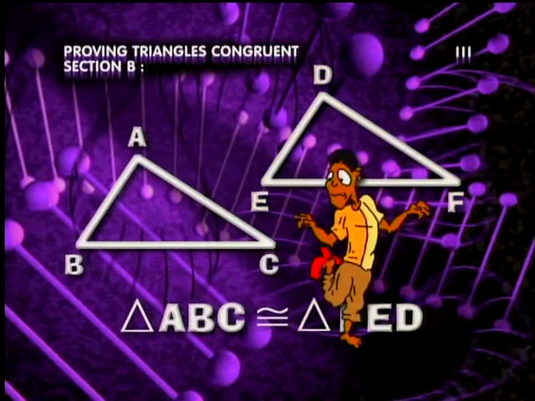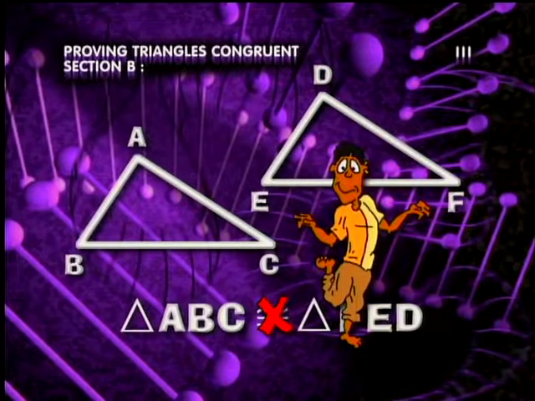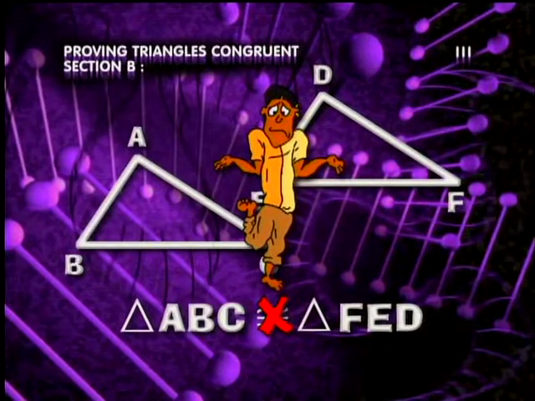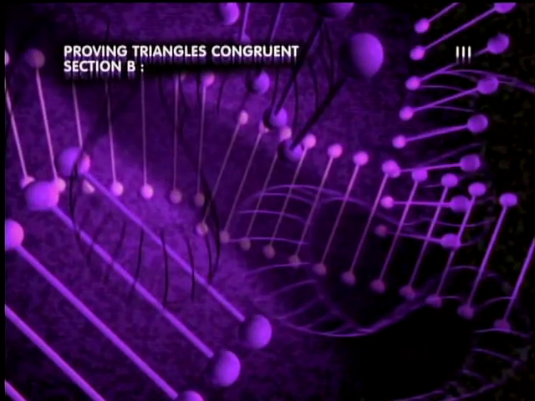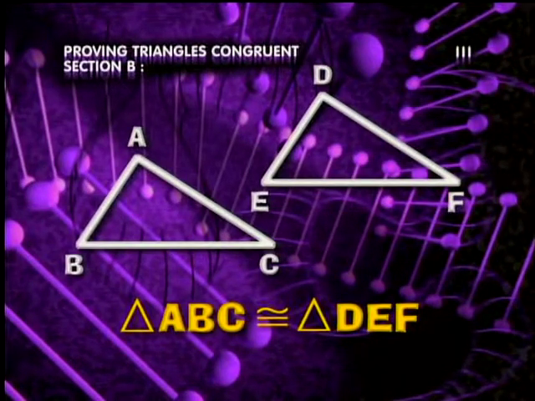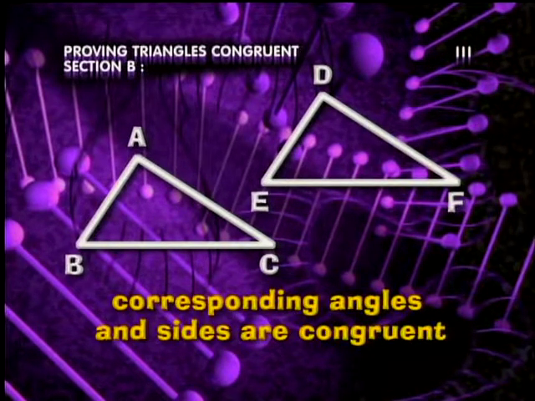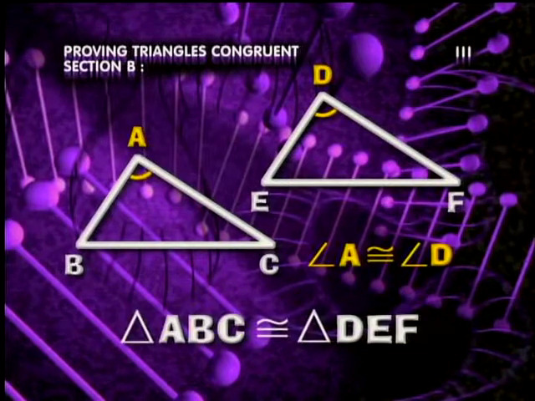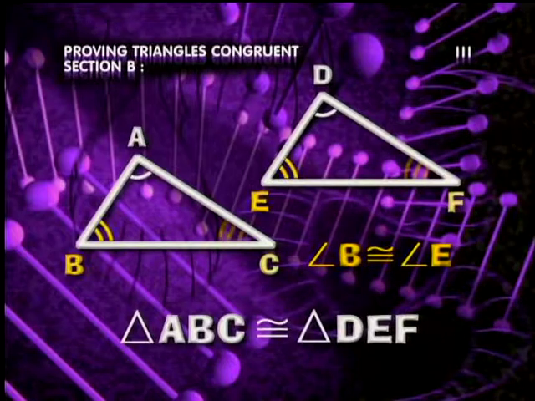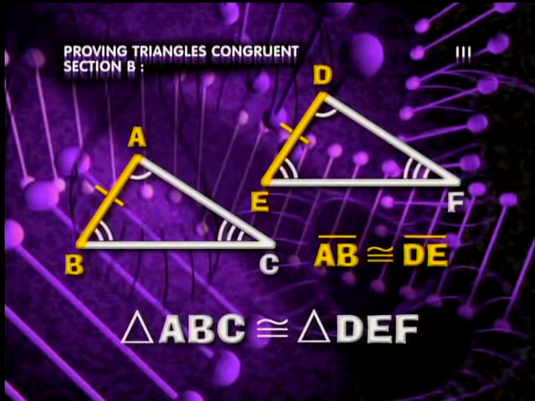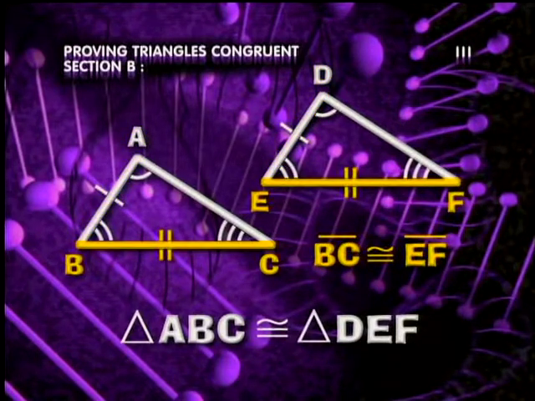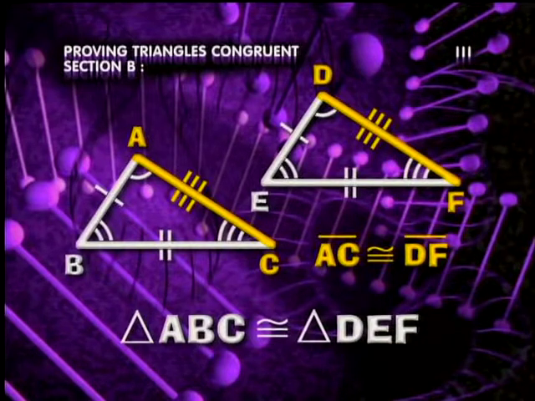We can't say triangle ABC is congruent to triangle FED. Why? Well, let's see why. By saying that triangle ABC is congruent to triangle DEF, we're saying that corresponding angles and sides are congruent. So, angle A is congruent to angle D. Angle B is congruent to angle E. Angle C is congruent to angle F. Segment AB is congruent to segment DE. Segment BC is congruent to segment EF. And segment AC is congruent to segment DF.